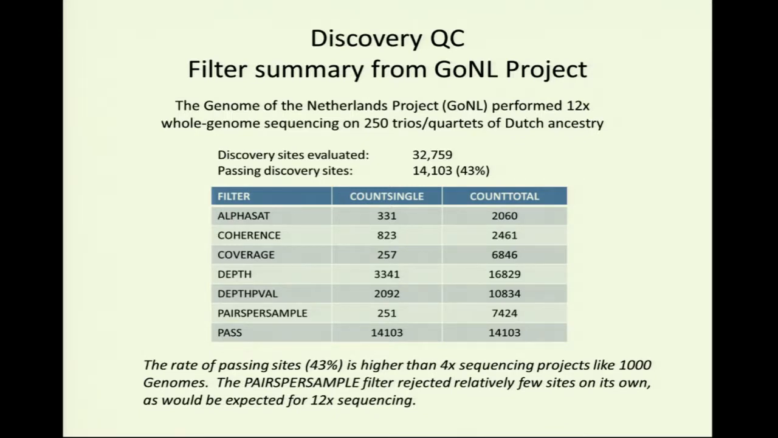This is showing the breakdown of the filters. You can see that all of these filters are filtering out a fair amount of variants, and in combination, many of the filters are correlated with each other. So this gives you an expectation. Only 43% of those sites were actually passing the filters in GoNL. So if you're observing something like this in your data, it's probably pretty typical.